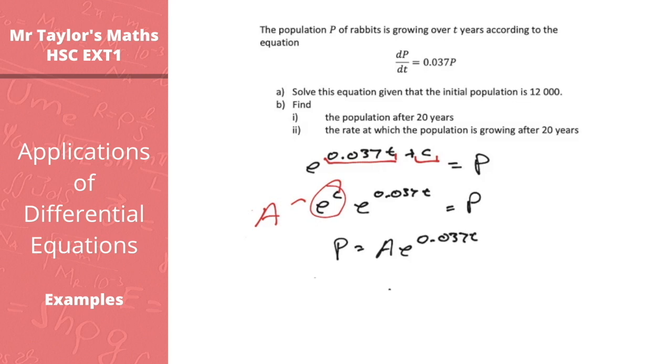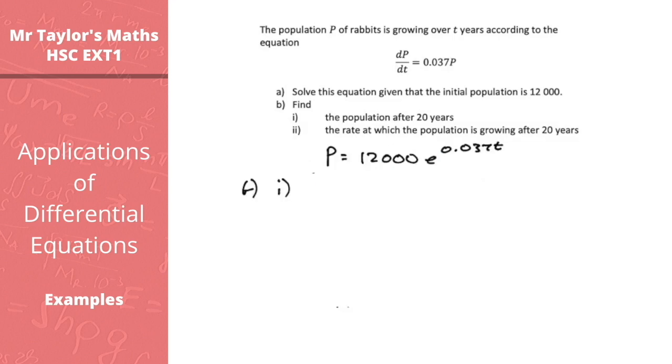So P is A e to the 0.037t, and I know that when t equals 0, the population is 12,000. So 12,000 equals A times 1, so 12,000 is A. So we have finished. P is 12,000 e to the 0.037t. Once we've got our model, the second part of this question becomes a lot easier.